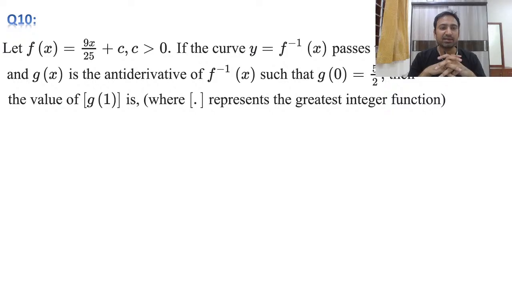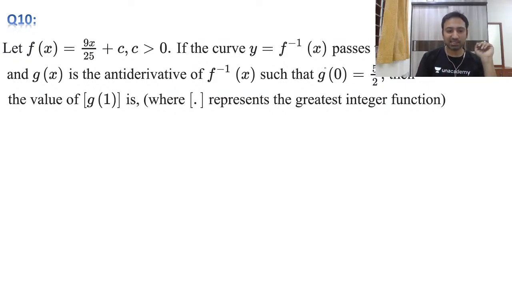f of x is given as 9x by 25 plus c. If the curve y is equal to f inverse of x passes through 1 by 4 comma minus 5 by 4, and g of x is the antiderivative of f inverse x such that g of 0 is equal to f of 2, then the value of g of 1 is how much?